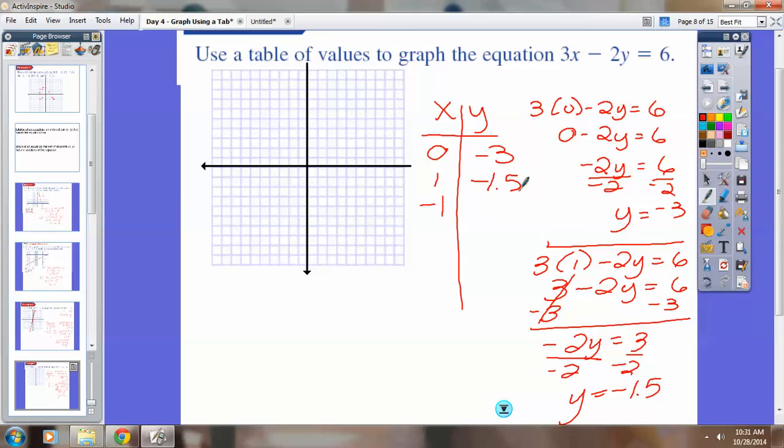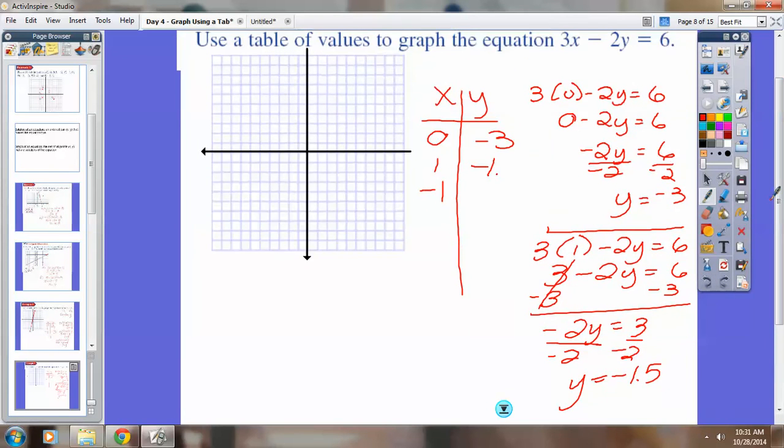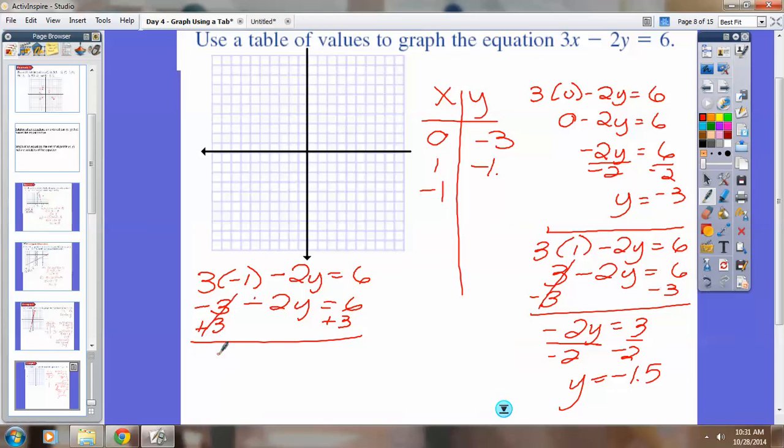Guys, in here I will show you multiple ways to get to your answer because one way doesn't work all the time. Sometimes you've got to take a different approach to how you're doing problems. Let's put our third value in, which is negative 1. 3 times negative 1 is negative 3. I'll add 3 to both sides and divide by negative 2. 9 divided by negative 2 is negative 4.5.